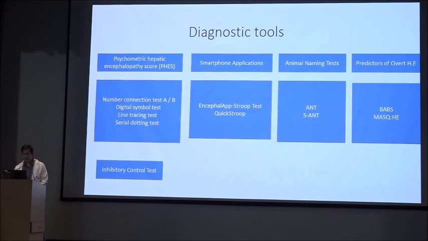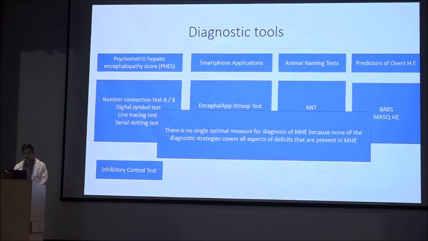So the diagnostic tools that have been developed for MHE have included 5 of them, which are the psychometric hepatic encephalopathy score, which is the most widely used and validated score. You have the smartphone applications, which are easier to use, less time consuming. You have the animal naming test, and there are certain new scores, which are the BAB score and the MASC-HE score, which can be used. But it must be kept in mind, most of these tests have been around for nearly 15 to 20 years, and their application worldwide is still a difficulty even in today's scenario.